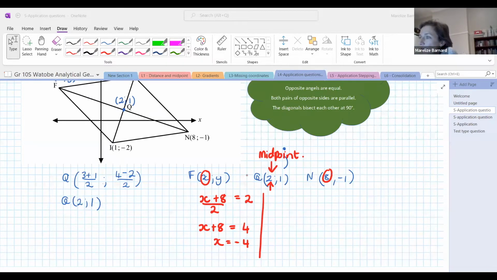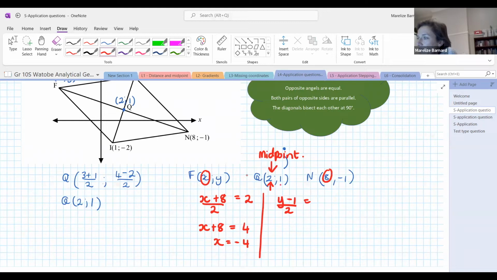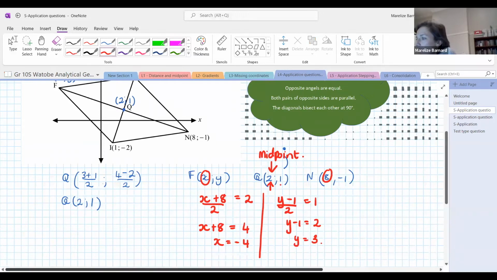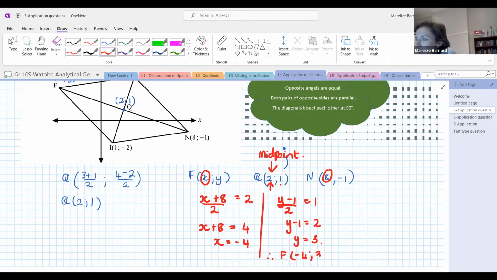So we're going to do Y plus minus 1, divided by 2 is equal to 1. Then we times by 2, and then we add a 1. So the coordinates, finally, of F is minus 4 and 3.